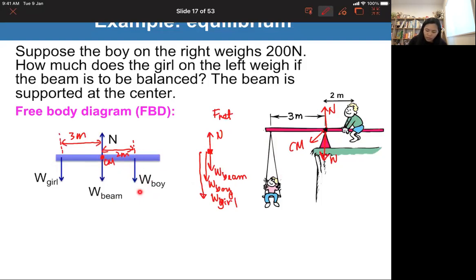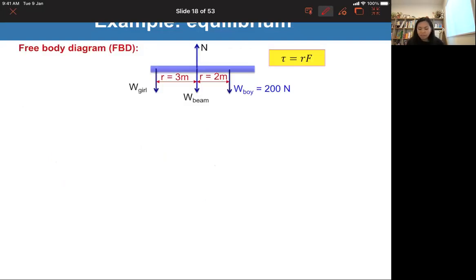So the weight force on the boy is roughly 2 meters away from the center of mass of the beam, and the weight of the girl is roughly 3 meters away from the center of mass. Any question about the free body diagram? Because this is the most important step, drawing the correct free body diagram. The really key idea is to include the distances in your free body diagram.